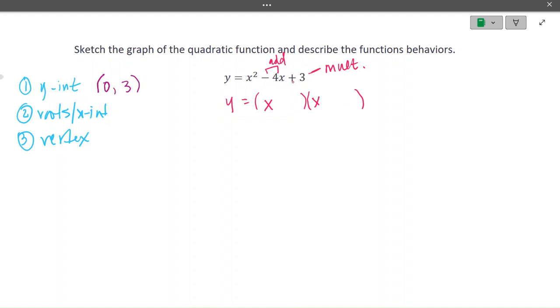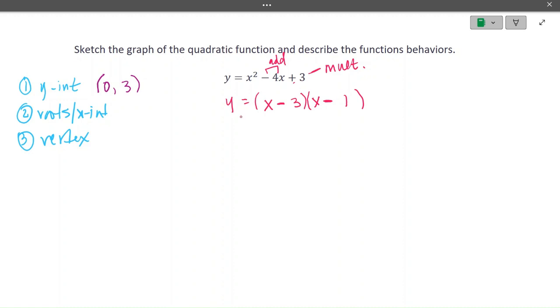Because I've got a positive here and a negative here, I know that the only way to get a positive product and a negative sum is to have both of these be negative. So 2 negatives make a positive when multiplied, but when you sum 2 negatives, you get a negative. So the factors of 3, well, 3 is prime, so it's 3 and 1, or you could say x minus 1 times x plus 3.